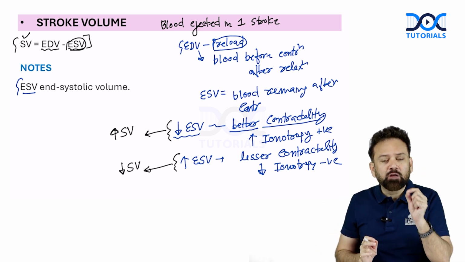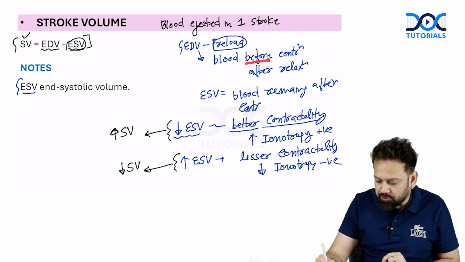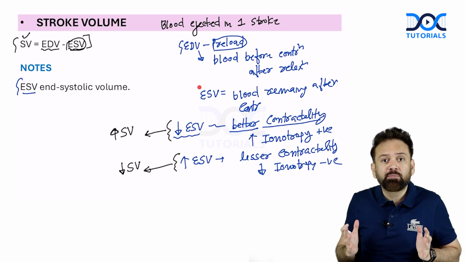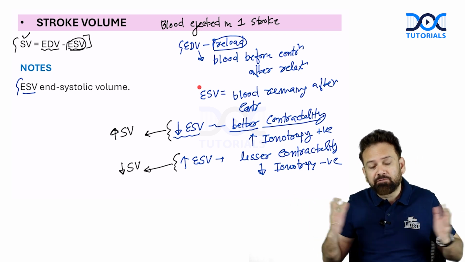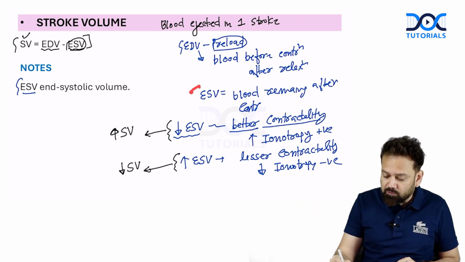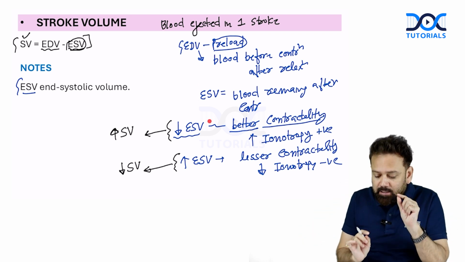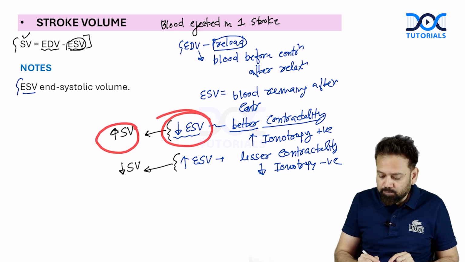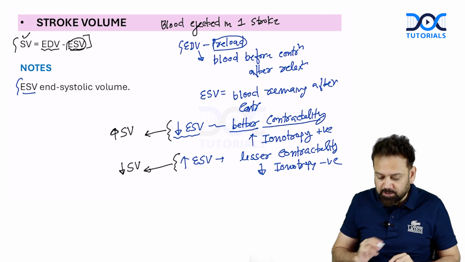End diastolic volume is the amount of blood before contraction, or you can say it is preload. Preload means the amount of blood before contraction, or after relaxation, complete ventricular filling. End systolic volume is the blood remaining after the contraction. So lesser is the end systolic volume, better will be stroke volume. More is the end systolic volume, lesser will be stroke volume. This much is clear, doctor?